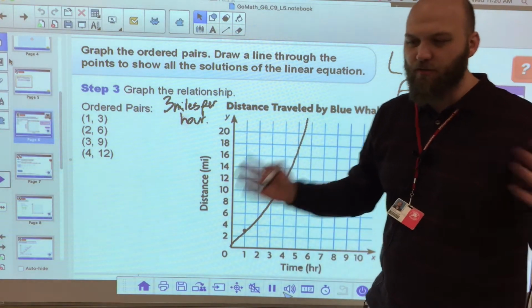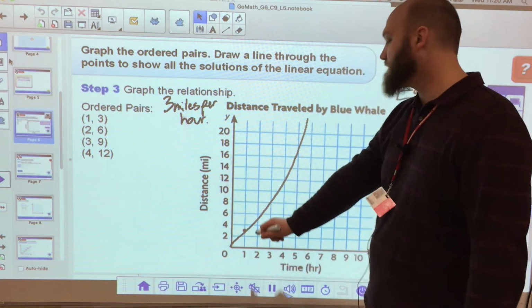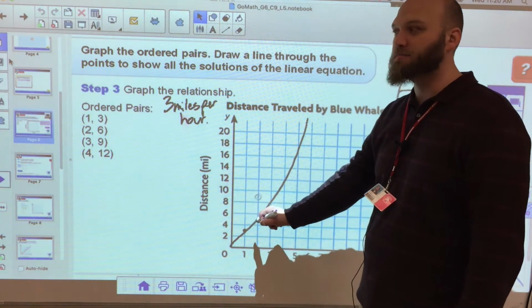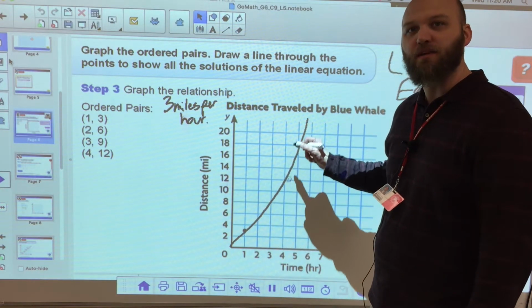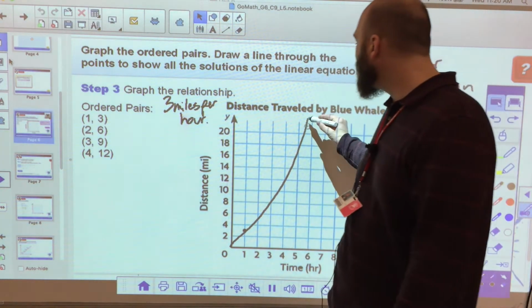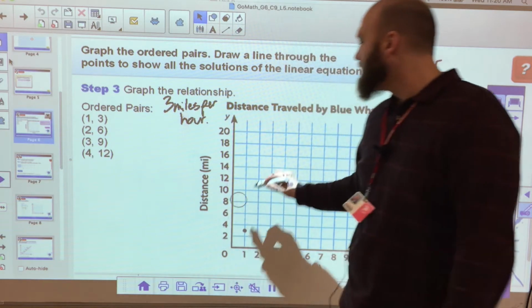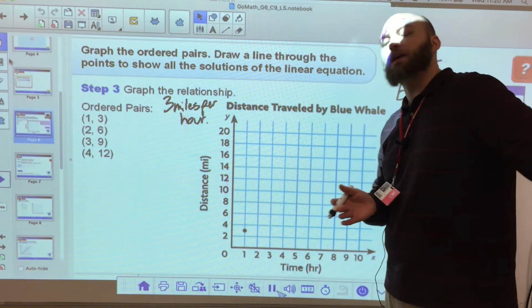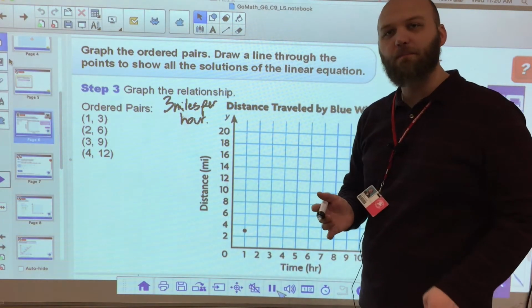Maybe this is Mr. W falling down a hill. I'm going to start falling down the hill, and I'm going kind of fast, but as I keep falling, I'm picking up speed, faster and faster. That's not going to be a straight line. My linear equation will give me a set straight line, right?